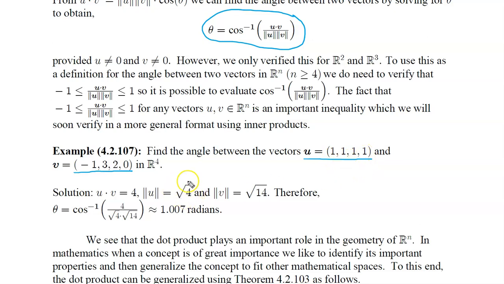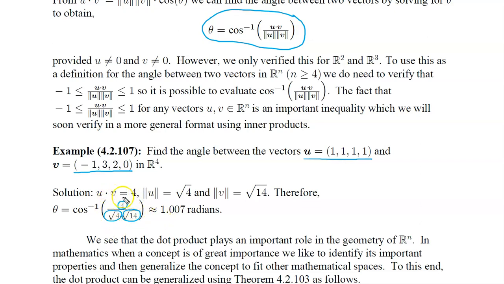That's going to be the square root of 4. You can verify that the magnitude of this vector is the square root of 14. That's the square root of -1 squared plus 3 squared plus 2 squared plus 0 squared. So that'll give you back the square root of 14. And so therefore the angle between these two vectors is going to be the inverse cosine of u dot v divided by the magnitude of u times the magnitude of v.